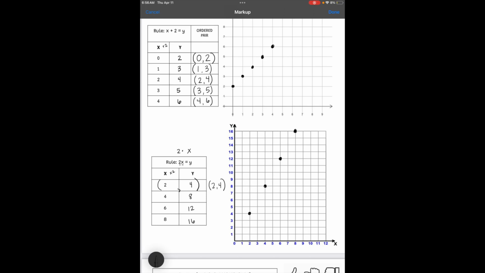Again, you'll notice that this XY table has created somewhat of a pattern on the graph, with the pattern being just go over 2, up 4, over 2, up 4. So if I wanted to guess what the next one would be, I would go over 2, I would be at 10 on the x-axis, up 4, and I'd go all the way up to 20. So I could actually guess more ordered pairs just from following this pattern.